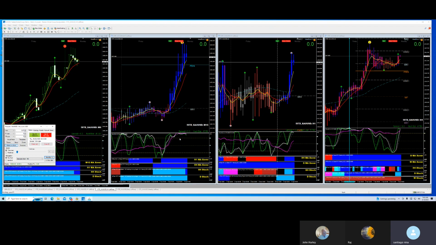All right, do we have any changes here? Everything is still blue. We're starting to see a cycle down on the 15, and the 5 minutes cycling down again. So we'll see if we get another trade on that.